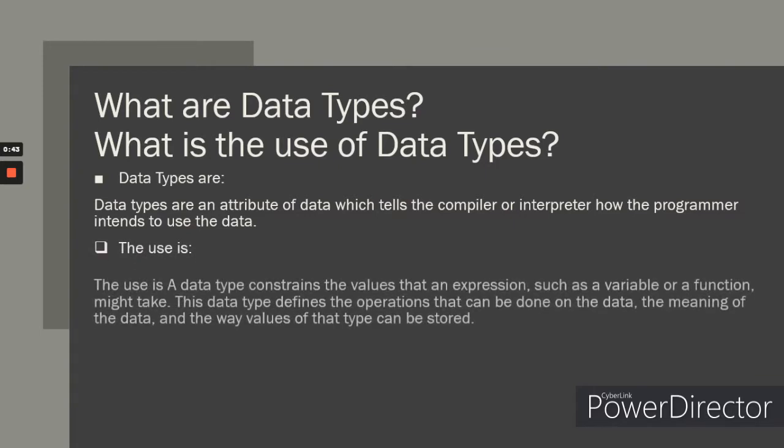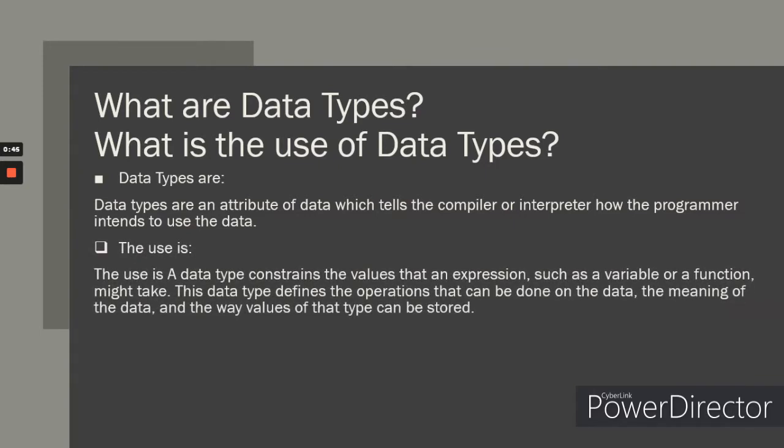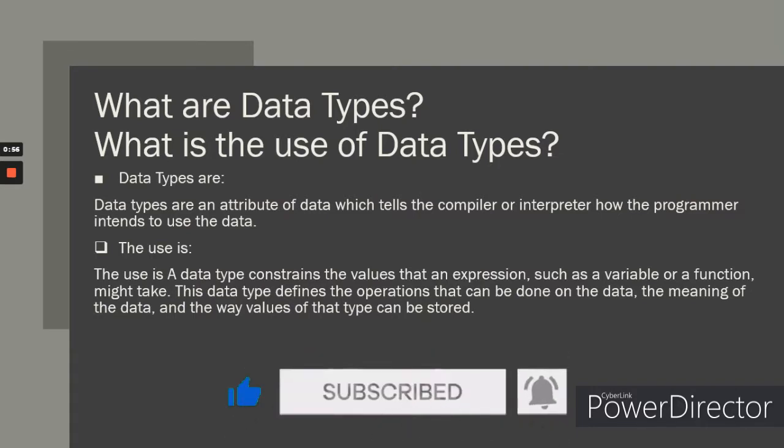The use is that a data type constrains the values that an expression, such as a variable or a function, might take. The data type defines the operations that can be done on the data, the meaning of the data, and the way values of that type can be stored.